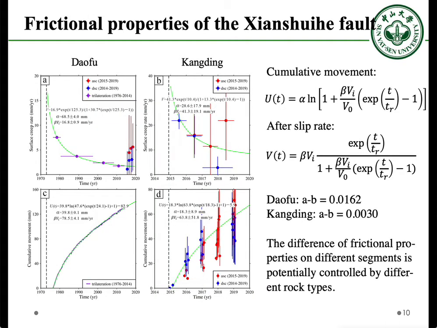Combining our time series surface slip and documented seismicity, we calculated A minus B on the Dofu and Kangding segments in the framework of rate and state friction. The result shows that the Dofu segment has a higher A minus B than the Kangding segment, which is potentially caused by changes in rock types along the Xianshuihe fault.